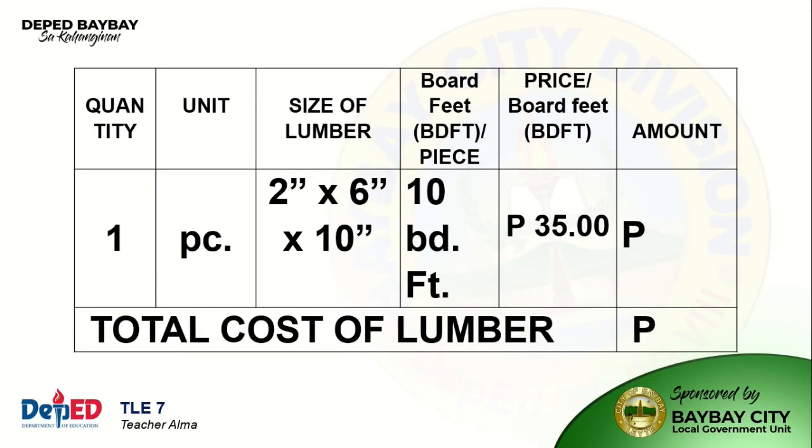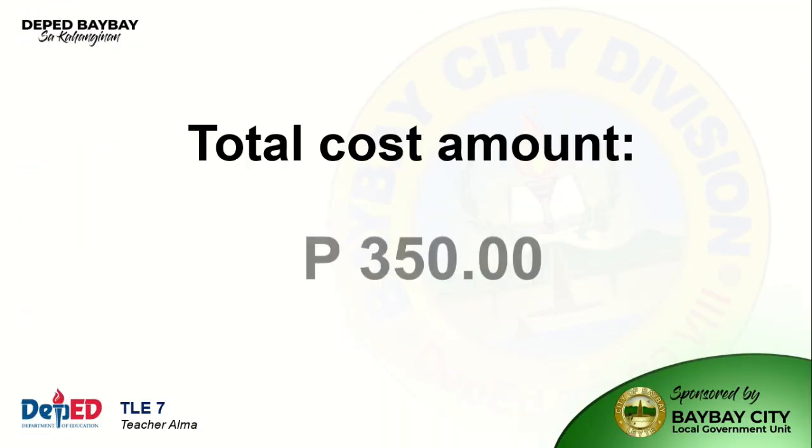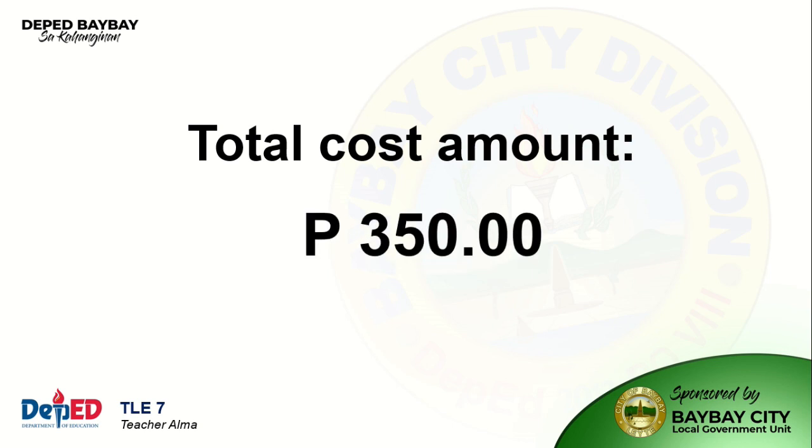Now, to determine again the total cost amount of lumber for problem number 2, when its quantity is 1 with a size of 2 inches thick times 6 inches wide times 10 feet long, with a total board feet of 10 per piece and a price of 35 pesos per board feet, we again simply multiply 35 pesos for price per board feet by 10 board feet per piece times 1 for its total quantity, which equals 350 pesos. So the total cost amount for problem number 2 is 350 pesos.